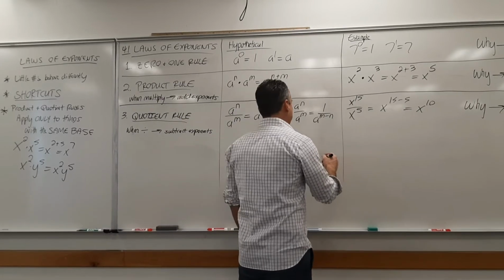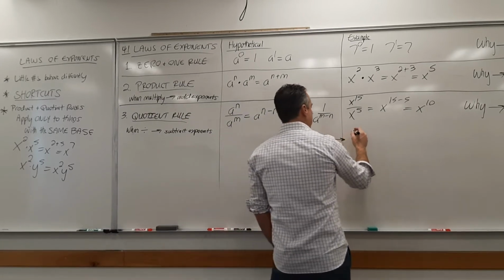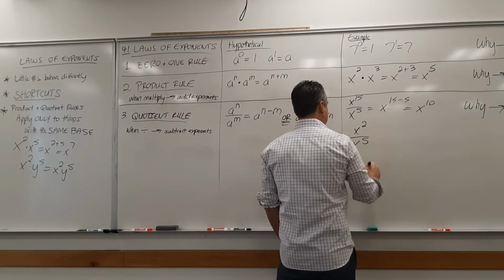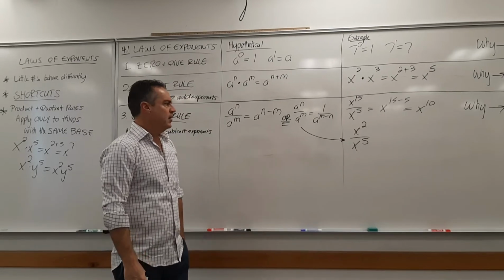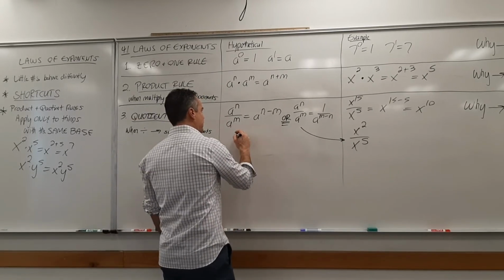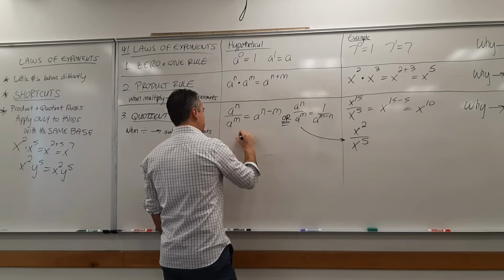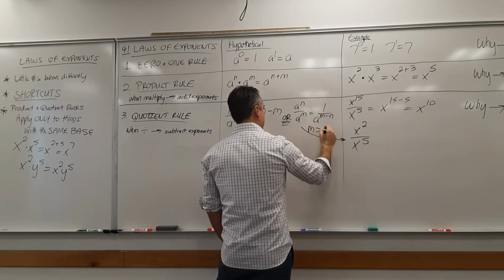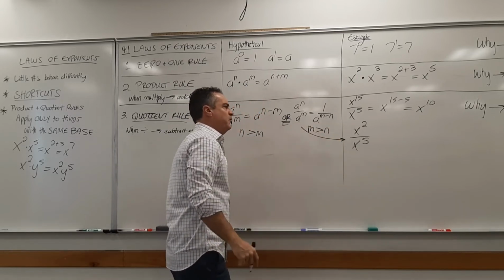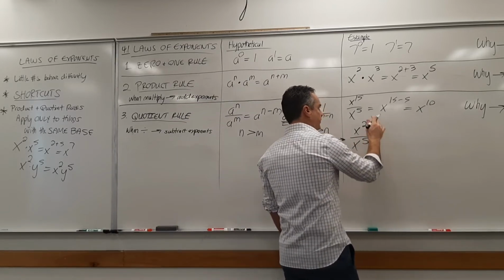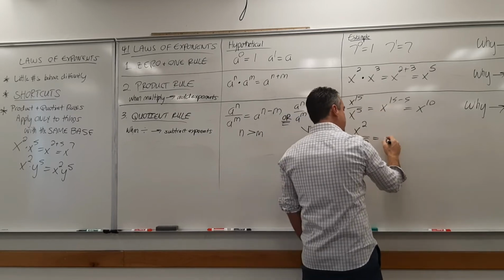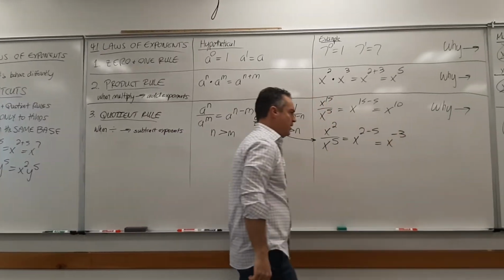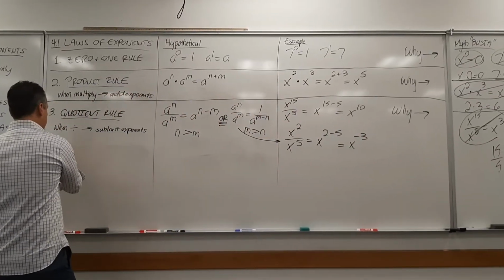So another example here, if I have x to the 2nd over x to the 5th, all right? Please just bear with me. We'll explain all things in a moment. This is when n is greater than m. This is when m is greater than n. If we were to take this problem and apply what we've already done, we would say this is x to the 2 minus 5, which equals x to the negative 3. And that leads us to our next law.